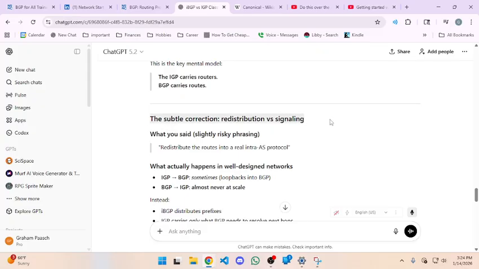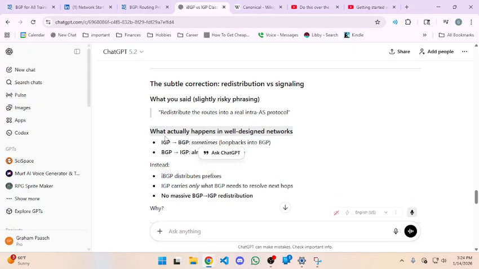The subtle correction: redistribution versus signaling. What you said was slightly risky phrasing: redistribute the routes into a real intra-AS protocol. Yeah, like OSPF or whatever. What actually happens in well-designed networks is IGP to BGP sometimes, loopbacks into BGP, but you almost never, at scale, redistribute BGP into your IGP.